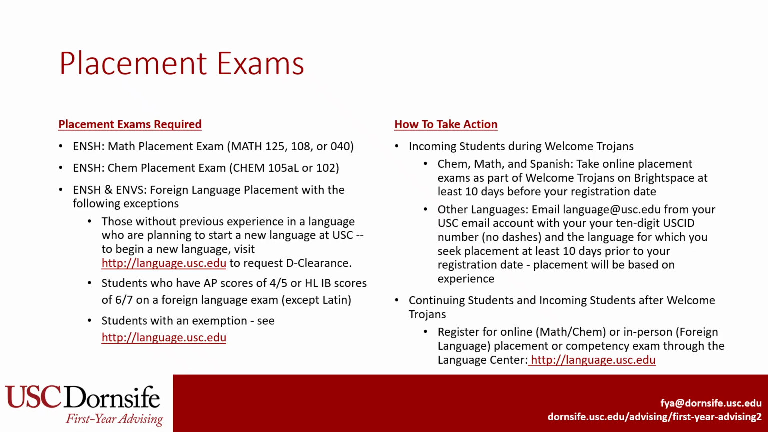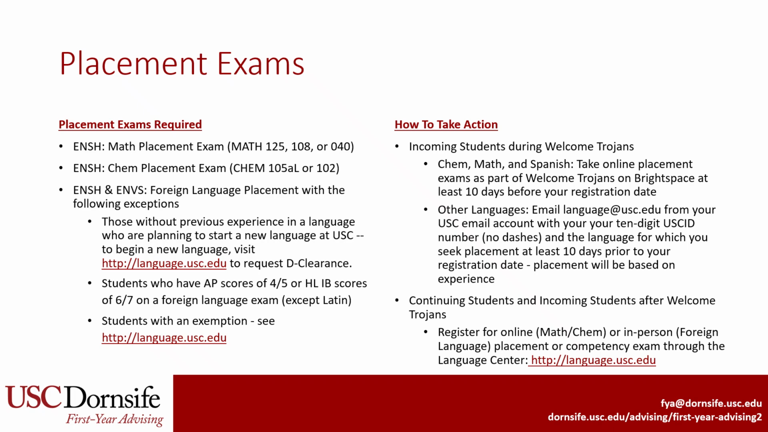Unless you are planning to start a new language that you have no experience in, or you have AP or IB language scores that can satisfy the foreign language requirement, or you qualify for an exemption, you will need foreign language placement. Students who are starting in level 1 of a new language need to request clearance for level 1 of that language through the Language Center. The Language Center will verify that you do not have previous experience in the language and then grant clearance.